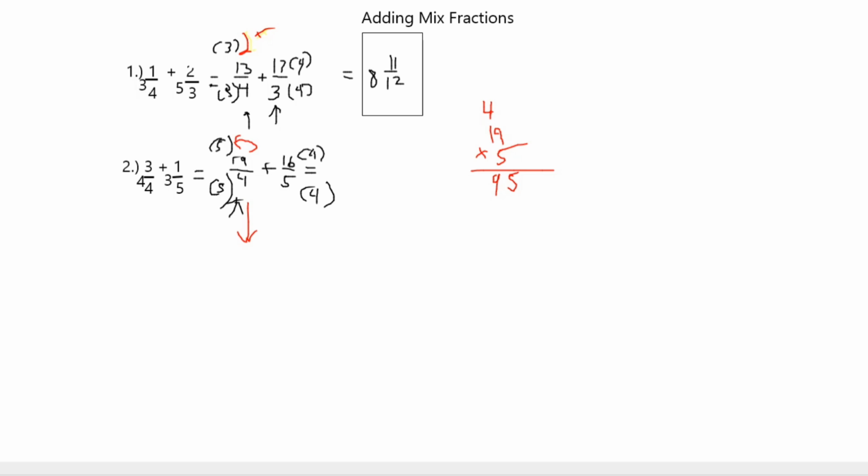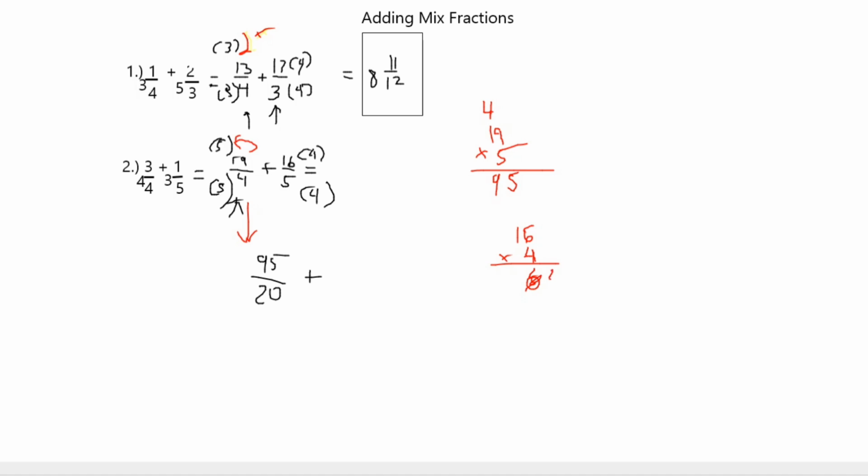So this first fraction is 95 over 4. There you go. Let me just write this. 5 times 4, so we have 20. So now let's multiply 16 times 4 in the second fraction. So we have 16 times 4. Let's do the same math.